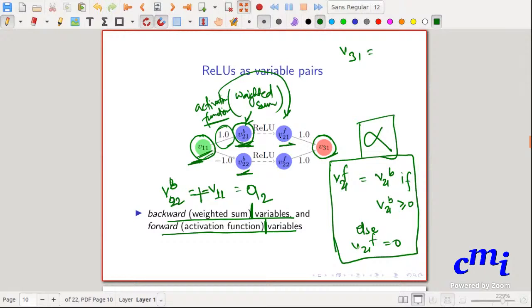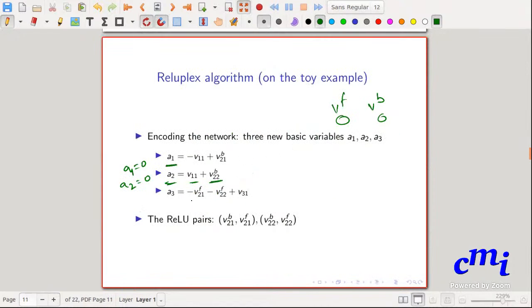Okay. So what is V31? V31 is V21 F into 1 plus V22 F into 1. So this is V21 forward plus V22 forward. Okay. So instead of writing this as an equality, we will write it as this minus V21 forward minus V22 forward is equal to A3, and then A3 must be equal to 0. Okay, so I've encoded the network like this.